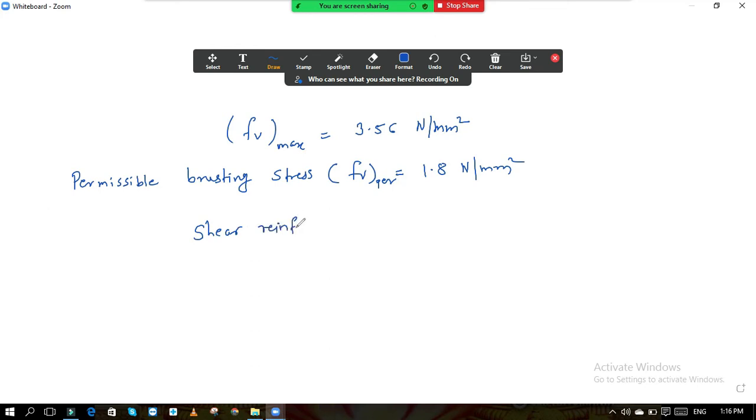What is the meaning of this? Now the shear reinforcement is required. Okay, now we need to provide the shear reinforcement. Okay, so I will draw this diagram once again.